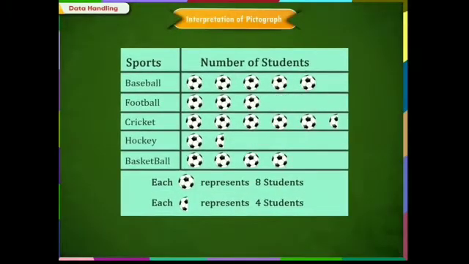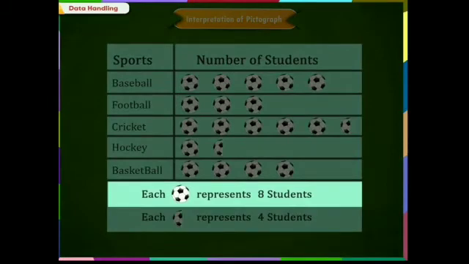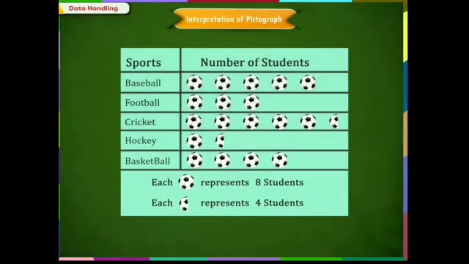Let us look at another pictograph. In a school, the choice of sports of grade 3 students was recorded and represented in this pictograph. Look carefully. Each picture represents 8 students, which means each picture in this pictograph represents 8 students instead of just 1. Also, look at this half picture. This picture represents half of 8 students, that is 4 students. Now let us find out the answer to each question.